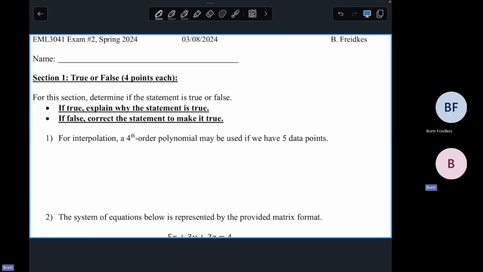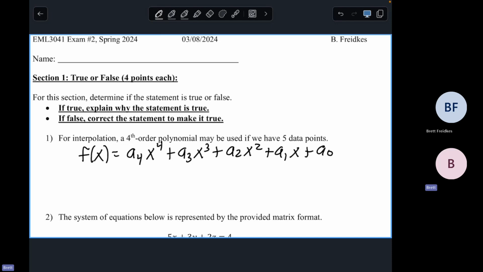If we have a 4th order polynomial, if we just write out what that means, that would mean that f of x is a4 x^4 plus a3 x^3 plus a2 x squared plus a1 x plus a0. So true or false? I hear true. Who says true? Who says false?